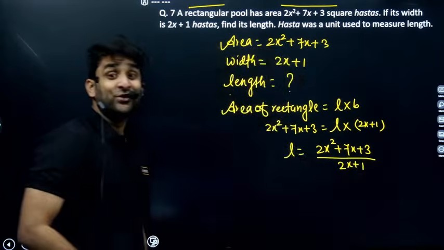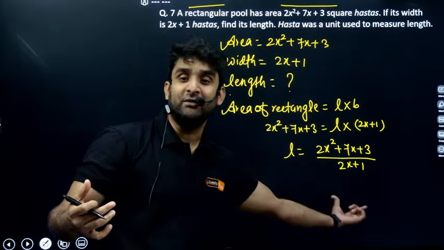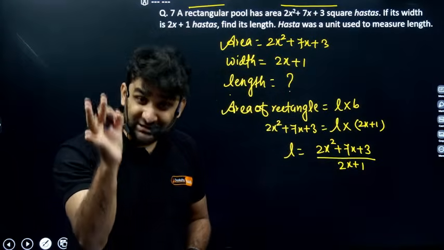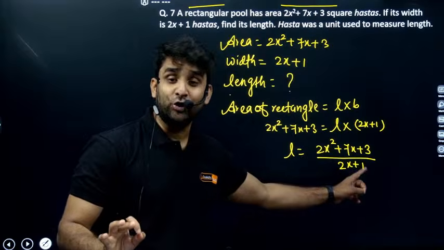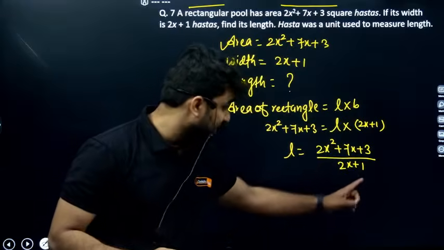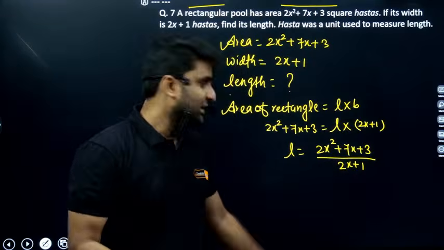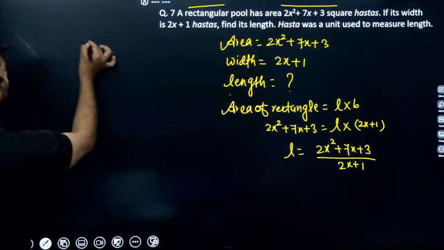So now this question has become like one polynomial dividing by another polynomial, and the best part is the numerator polynomial is quadratic and the denominator polynomial is linear, because the exponent is 1. Here the degree is 2, here the degree is 1. So let's factorize this. So I'm doing it here.